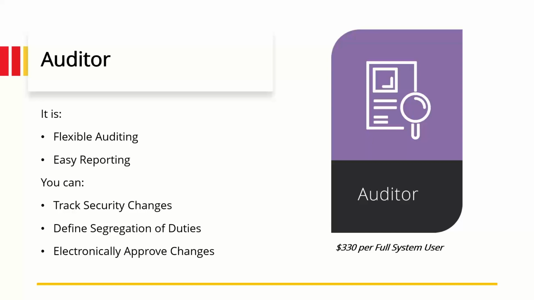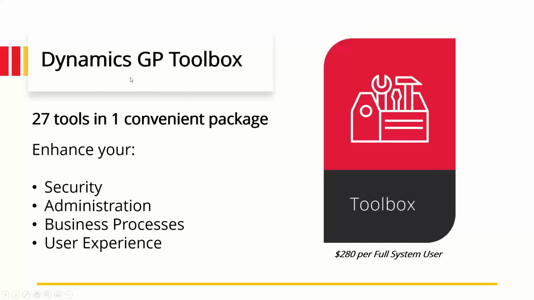The next bit of software I want to talk about is our Toolbox, Dynamics GP Toolbox it's called. As you can see, the price there is $280 per full system user. This allows us to enhance a lot of different things for you. It's like a convenient package, as it says, of 27 tools. So there's a number of different things you can do.